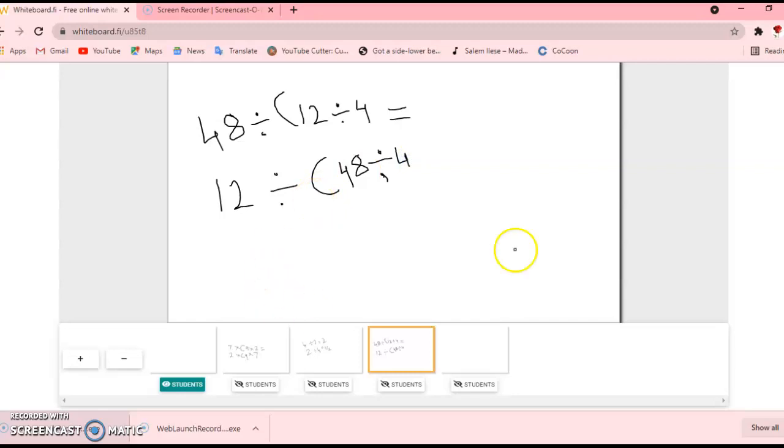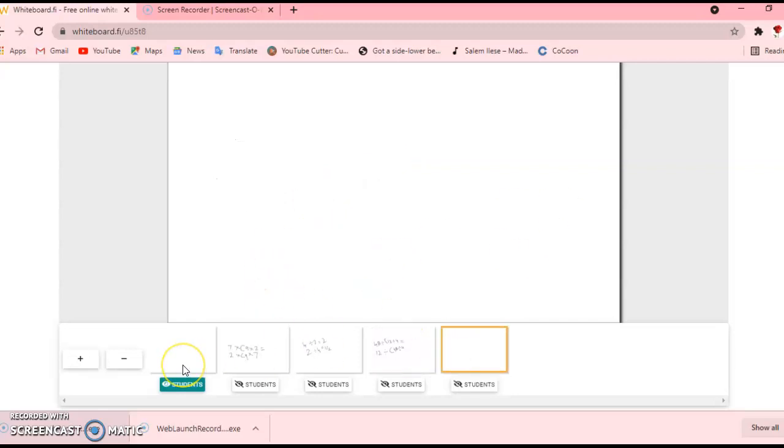Division by 0. For any whole number, division by 0 is not defined. The answer is undefined.